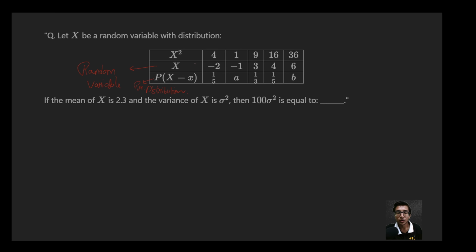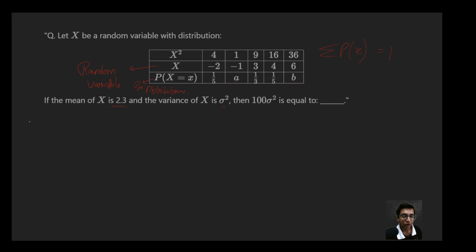Now what we have to do is find out, they have given us the mean of X. Now there are a few unknown values a and b. So first we have to find that out. How can we find that? We have been given the value of the mean, and one more piece of information that we know is that summation P(x) is always equal to 1. We had studied this. So let us use these two to find our unknown values a and b, and then we can find out our variance, which is sigma square.